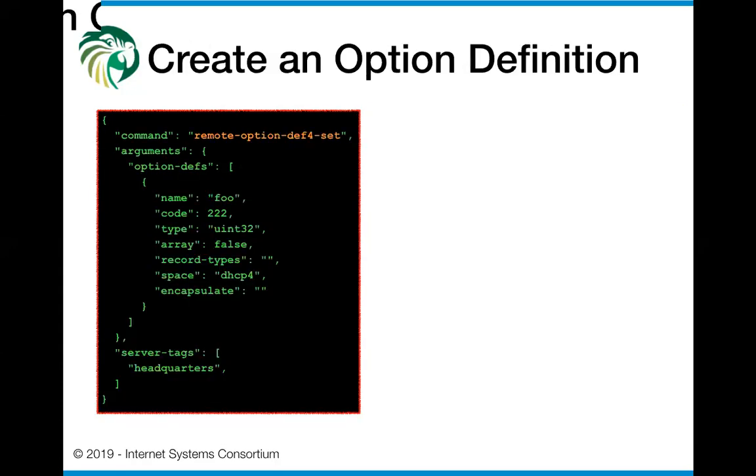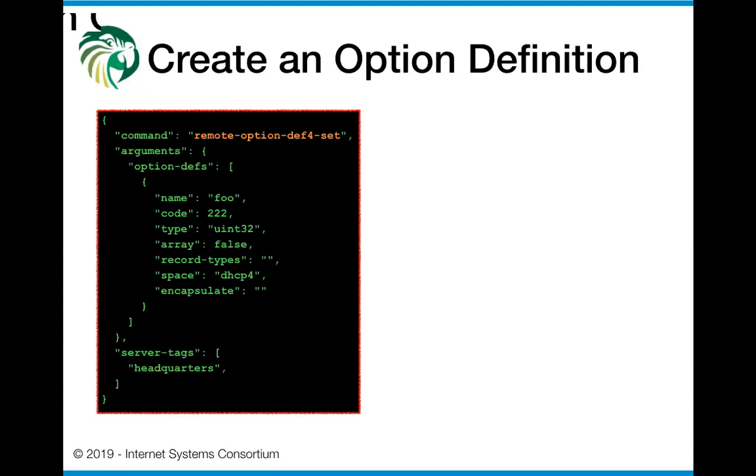You can create IPv4 option definitions. So if you've done IPv4 DHCP, then you know that there are vendors out there that have specific definitions that you need to create. Or options that you need to create, the options you need to define. And so what this is showing is that I'm able to create an option named foo. It is a code 222. It is an unsigned int length 32. It is not an array. There are no record types associated. It is a DHCP4 option, and it is not encapsulated. This is being sent only to the server called headquarters.